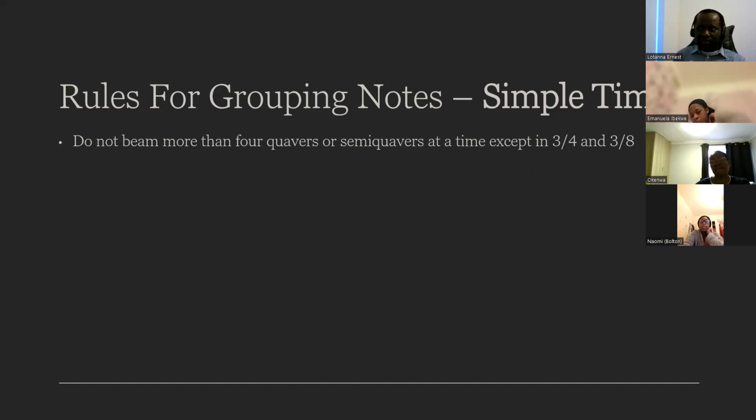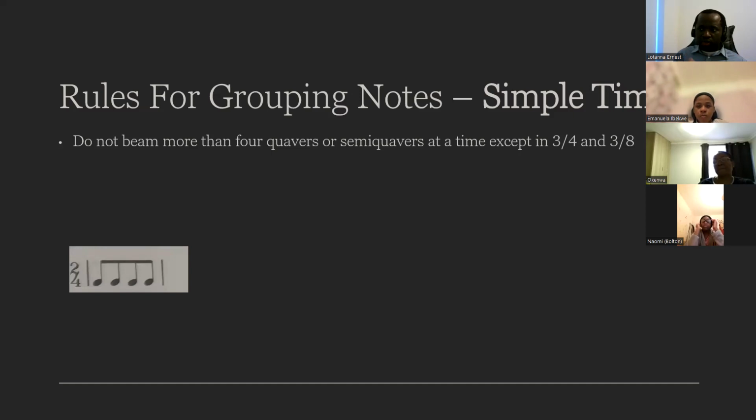These are threes, and any time signatures that are in threes, for example 3/4 and 3/8, are triple time, all right? So that means if it is triple, you can end up having 6 quavers or 6 semi-quavers beamed together. But anything that is not triple time, like 2/2, 2/4, 4/4, 4/2, the maximum you can beam together should be 4 quavers at a time.